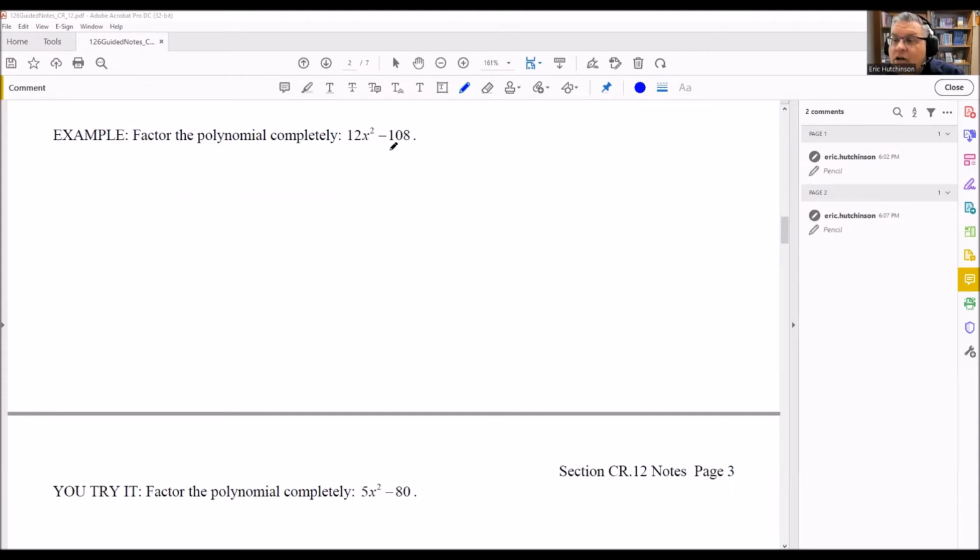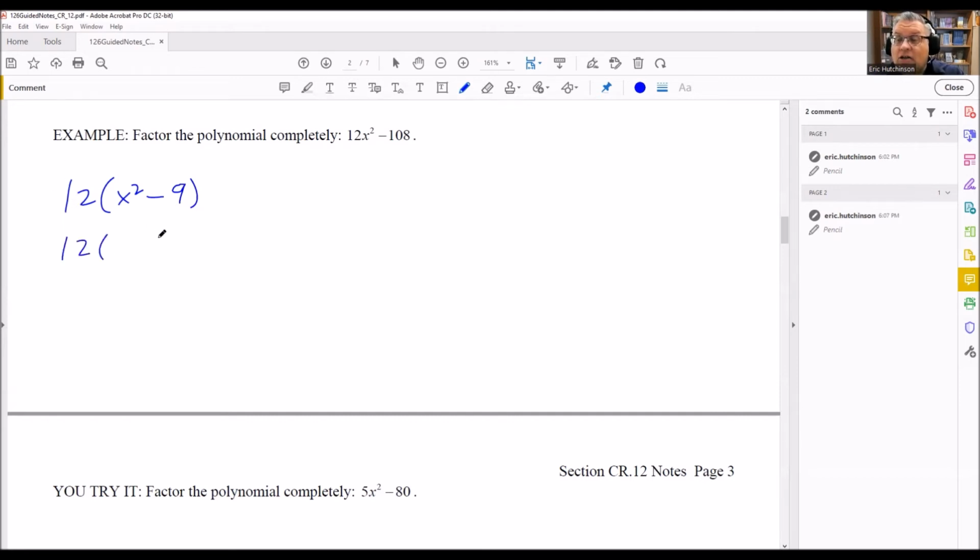So if you take 108 and divide it by 12, that does divide in evenly. So that means that 12 is going to be a common factor here. When we factor a number out, it's like division. We're going to take each of these and divide them both by 12. 12x squared divided by 12 is x squared. We have a minus sign. 108 divided by 12, that is 9. So that would be the first step. We were able to factor out a 12.